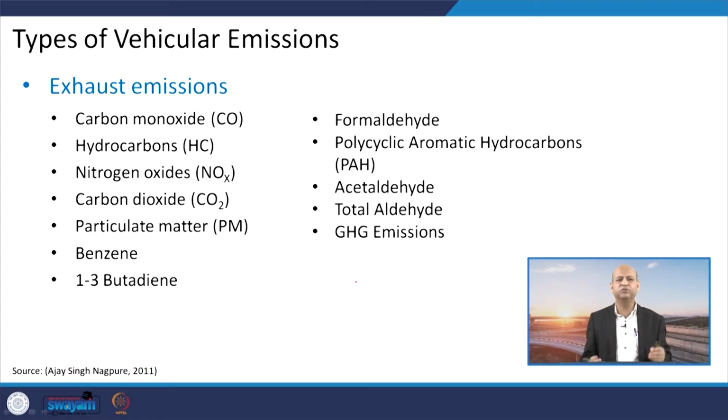So, any kind of combustion process, whether small or large, gives the emission of CO2. Then particulate matter may be there, benzene, butadiene and formaldehyde. There may be PAHs, that is polycyclic aromatic hydrocarbons, and acetaldehydes, total aldehydes, greenhouse gas emissions, and other toxic heavy metals. Those kinds of things may be there in the exhaust emissions.